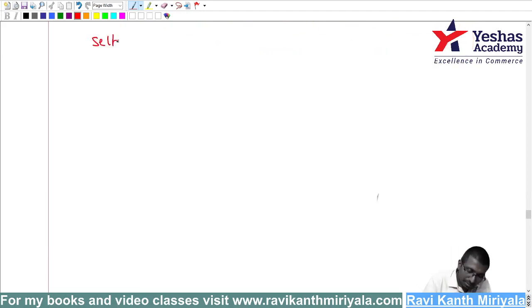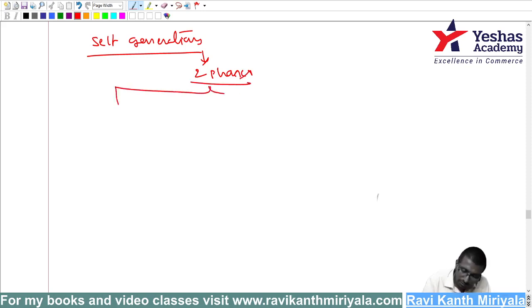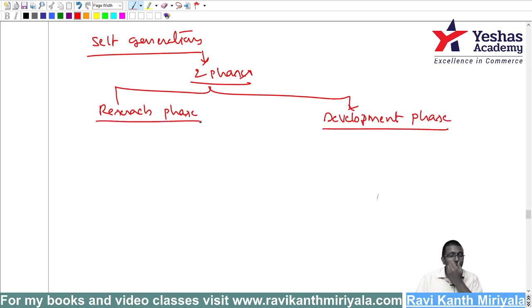Next point is self-generation. Let me explain that. Here also generally students are not understanding some parts. Self-generation means there is a process. It is divided into 2 phases for the purpose of the standard. First phase is called research phase. Next one is called development phase. One is research phase, next one is development phase.